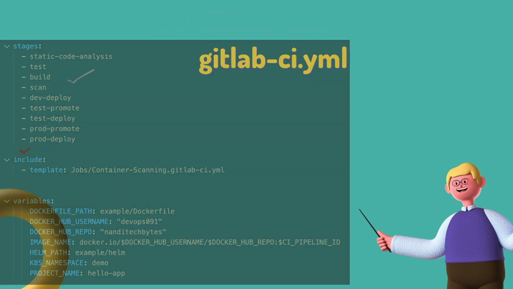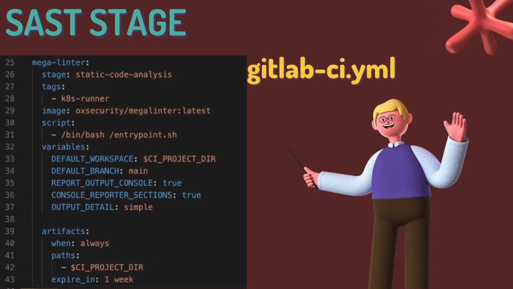In this section, we defined a MegaLinter job, which is part of the static code analysis stage. This job is tagged with the KAS runner, indicating that it will run on the Kubernetes-based GitLab Runner, which we have configured. We are using the MegaLinter latest Docker image to run MegaLinter. The script section runs the entry point script. The real power of this job comes from the MegaLinter image and its configuration.